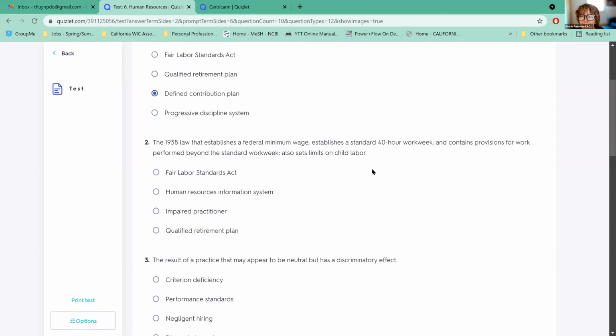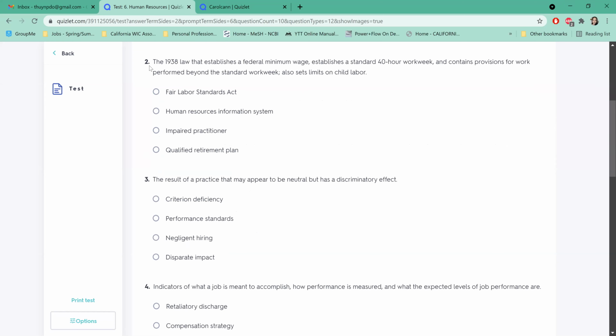Charlie. Thank you. Next is the 1938 act that establishes a federal minimum wage, establishes a standard 40-hour work week, and contains provisions for work performed beyond the standard work week. Also sets limits on child labor. Again, A, Fair Labor Standards Act, B, Human Resources Information System, C, Impaired Practitioner, or D, Qualified Retirement Plan. We have A, alpha. Yes, thank you, Sherry.